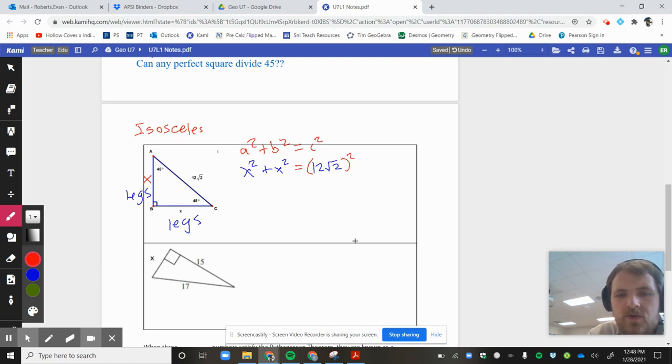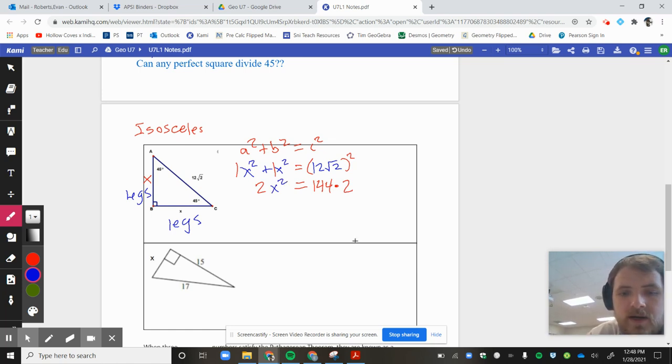I'm going to start with the right side here. I do 12 to the second power, which is 144, times radical 2 to the second power, which is just 2. Okay, so then I combine my like terms over here. Remember, you've got a 1 out in front here. So this is the same thing as 2x squared.